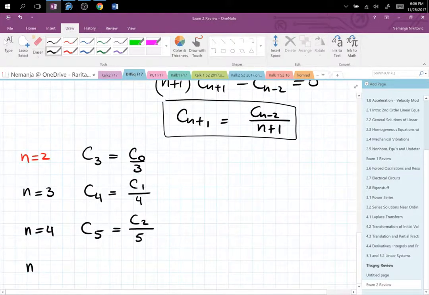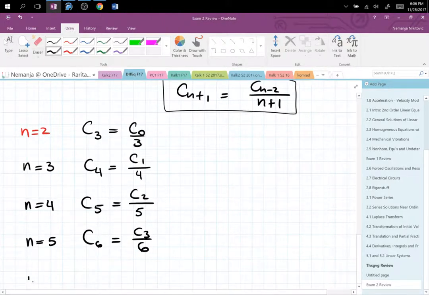How do we know what n values to walk through? Looks like they're just going in order: 2, 3, 4, 5, 6, 7, 8, 9, 10. Yes, you can go as far as you want. Just do 2 terms, right? And we're done. All right, great.